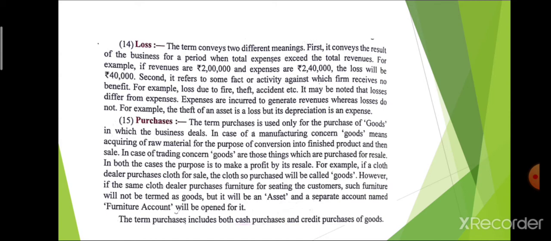The next term is purchase. The term purchase is only used for goods. Goods means the product that the business deals in. For example, if I have a clothing business, so cotton, raw material, cloth, all are considered as purchase or goods. In purchase, cash purchase and credit purchase both are included.